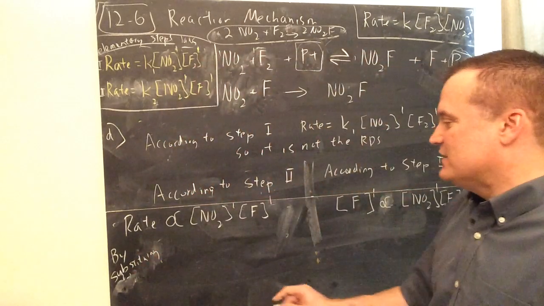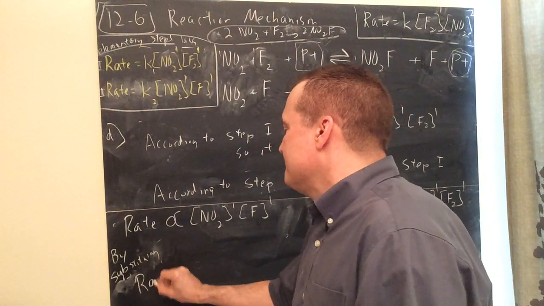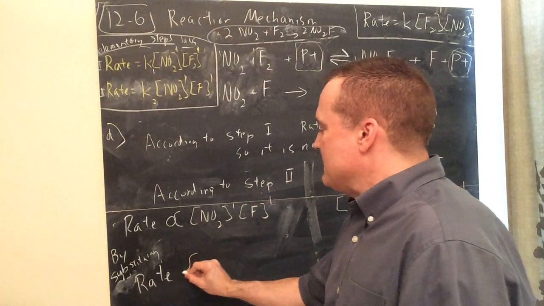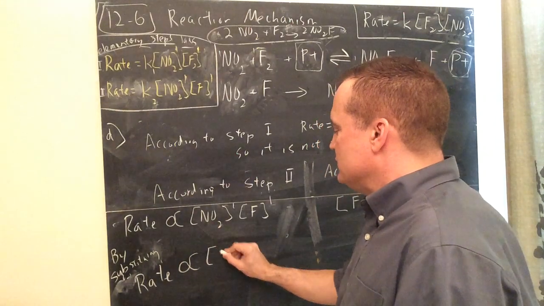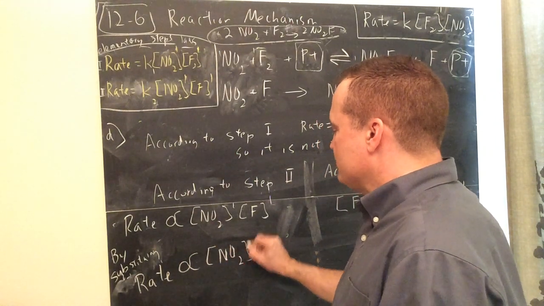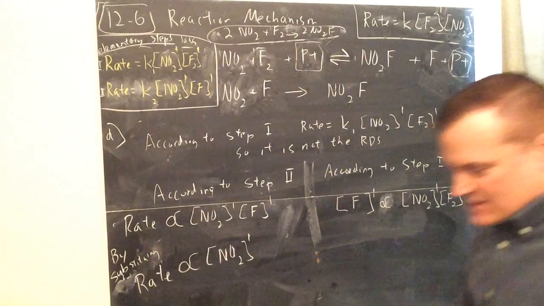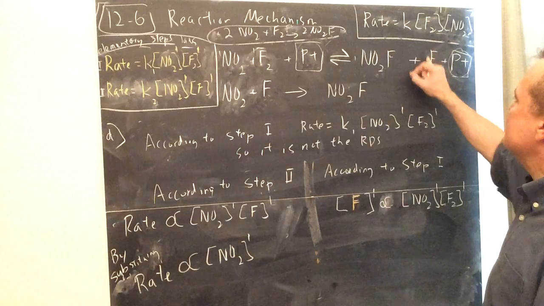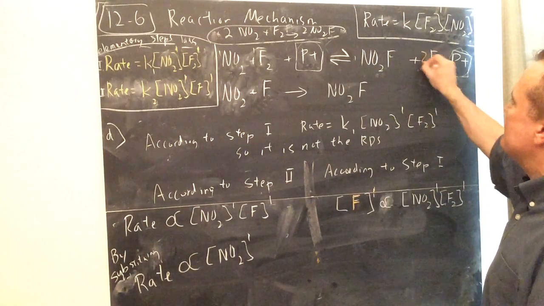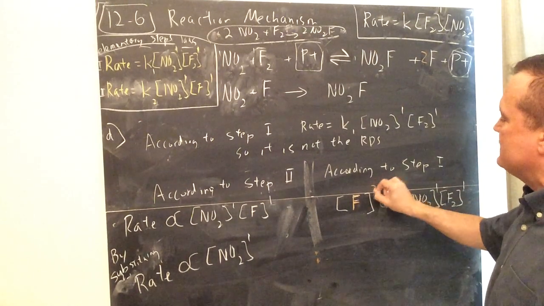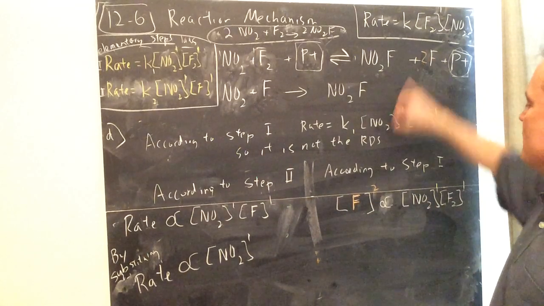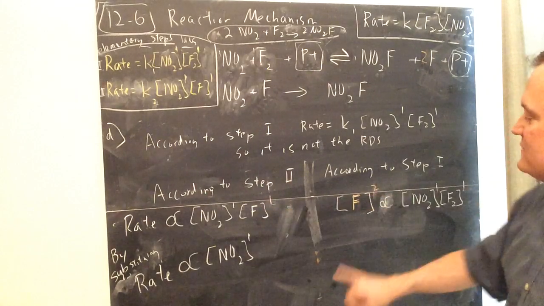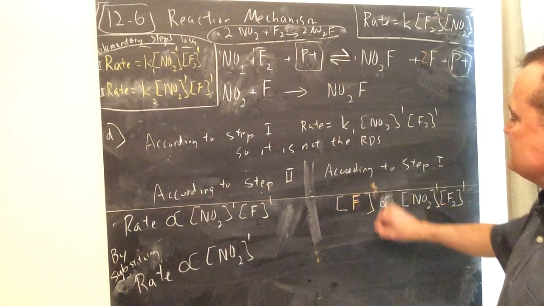By substituting, here's what I'm going to do. The rate of step 2's rate law would show to be proportional to NO2 to the first, and I'm going to substitute F. Since one of these F is single, if there had been a 2 right there, I'd have to put a 2 here, and then I'd have to take the square root of both sides to solve for F to plug it in there. But since it's a 1, that makes it easy.